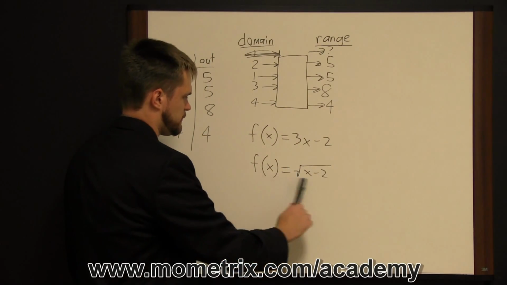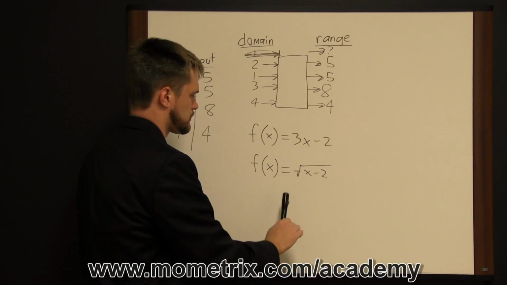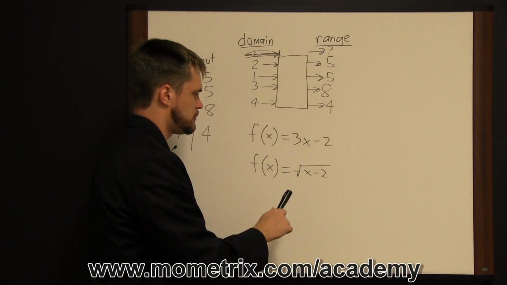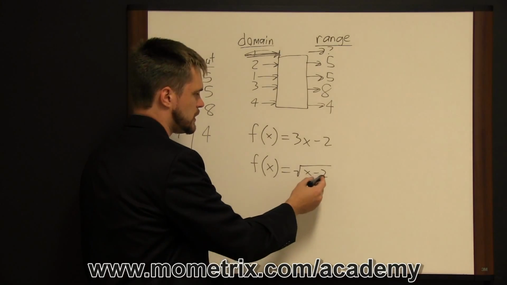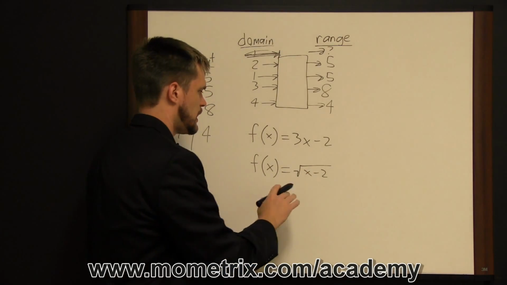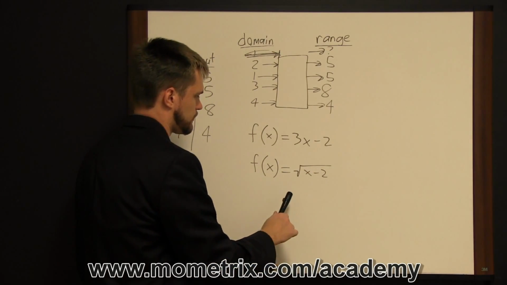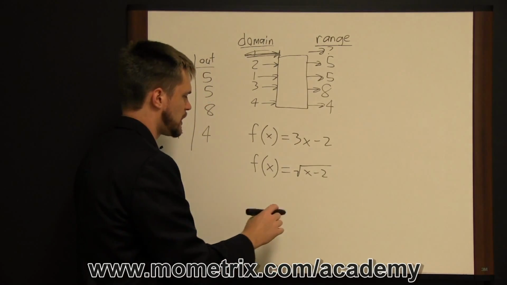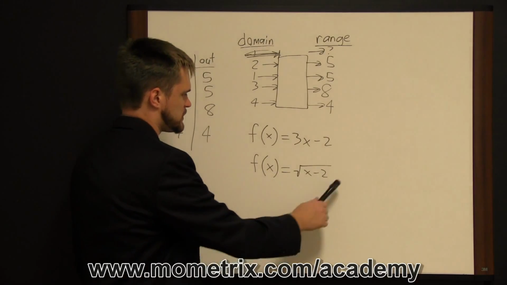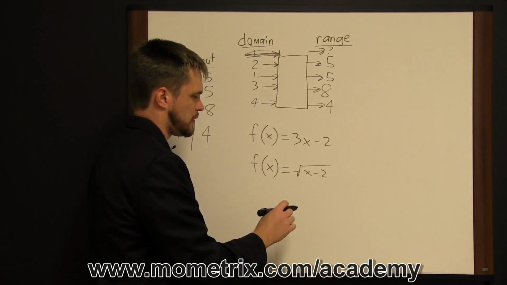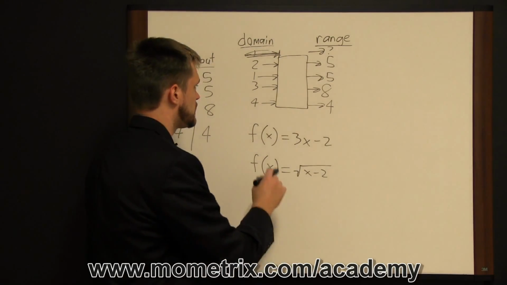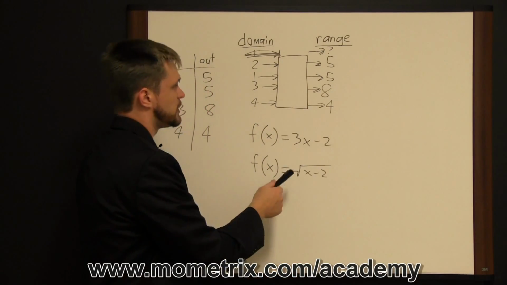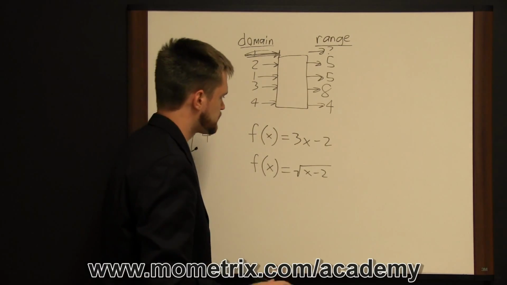The range for this function will start at 0, because if we have x equals 2, this function will equal 0, and it will go all the way up to infinity, because x can extend all the way to infinity as well. And so the range for this function is from 0 to infinity, and the domain of the function is from 2 to infinity. And so that's an example of a limited domain and range on a function.